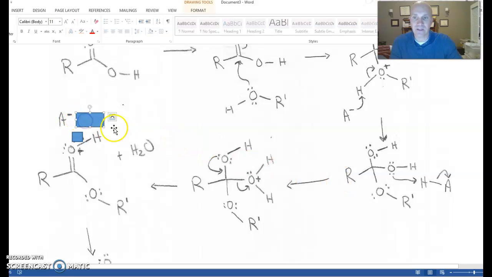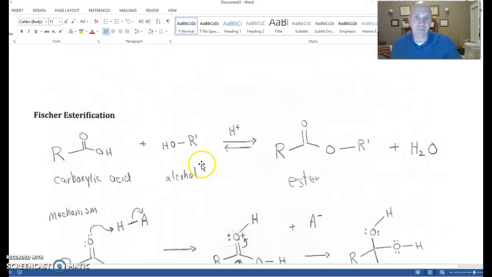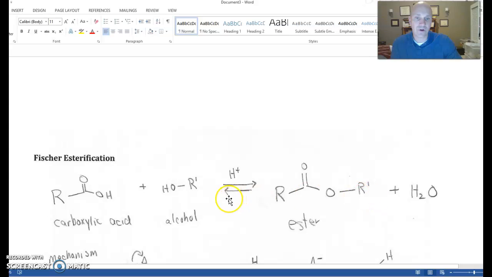The A minus can then abstract this H plus right here, allowing these electrons to go back onto the oxygen, and that's going to give us our desired ester right here. All right. So one thing I want to point out about this reaction is that notice the overall balanced reaction right here, it's a reversible reaction. It can either go this way, or theoretically it could go this way.